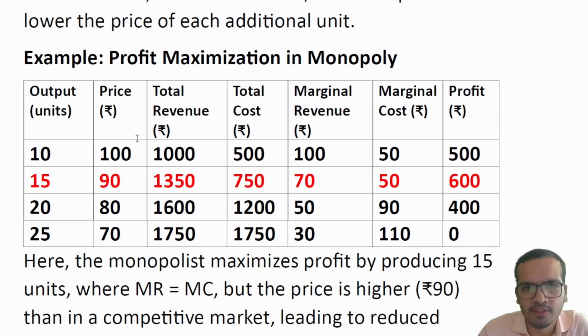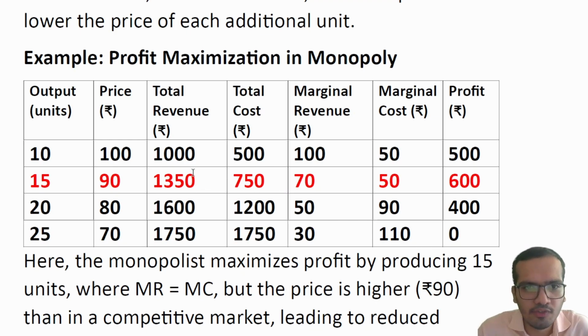So here are four cases similar to the earlier one. We have output in units, price, total revenue, total cost, marginal revenue, marginal cost, and profit. You can see in the second case, where our units are 15, the price is 90 and total revenue is 1350, while the total cost is 750.